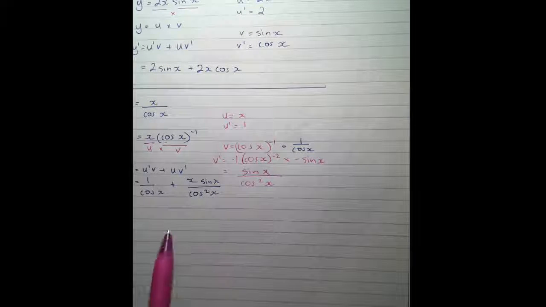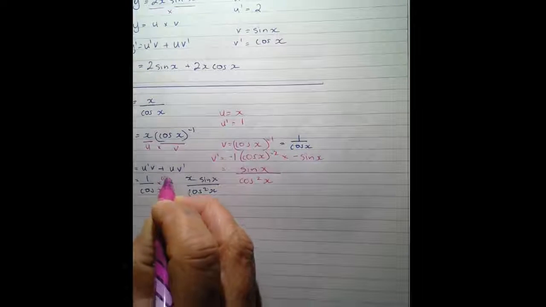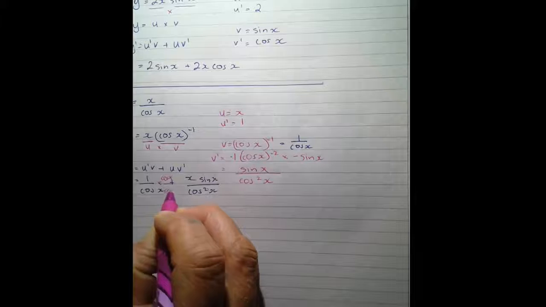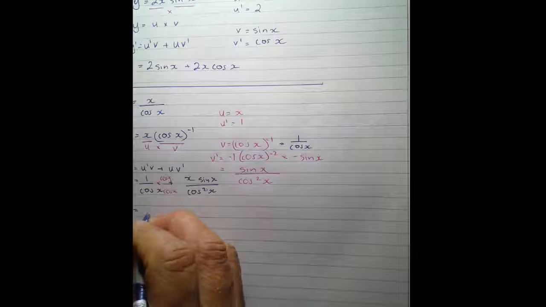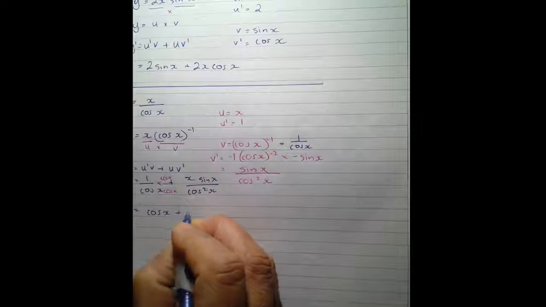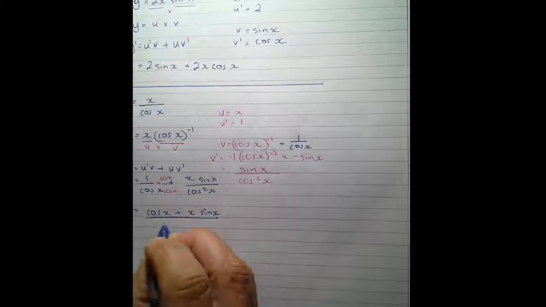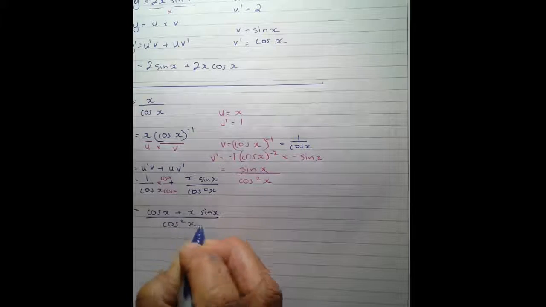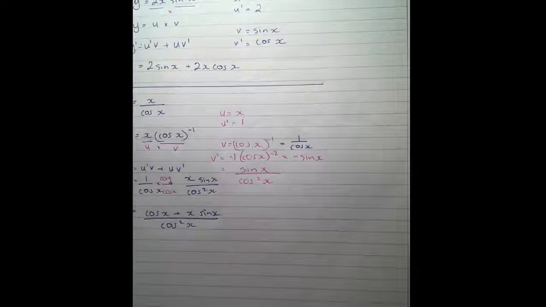Now I could leave it like this, but I could get it all down to one common denominator. If I multiply the top and bottom of this one by cos x, I'm going to get cos x plus x sine x over cos squared x. And then we have a combination of using our derivatives of our trig functions of sine and cosine x, and also using our chain and our product rule.